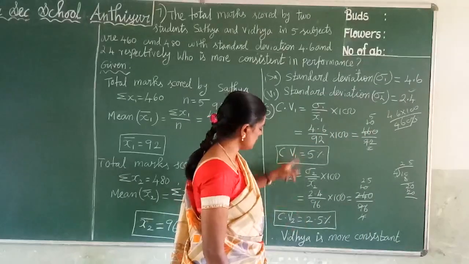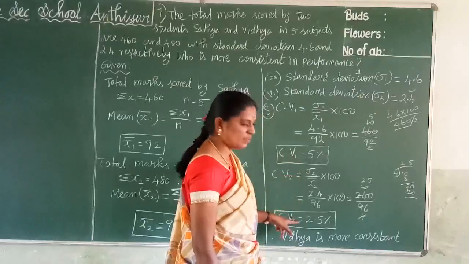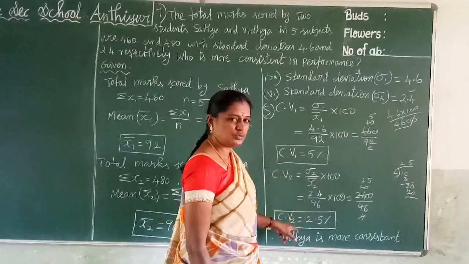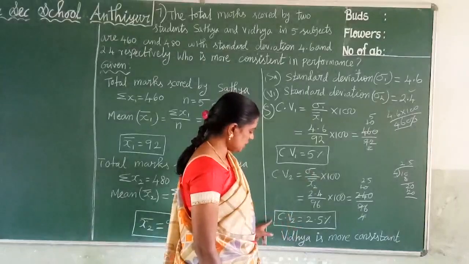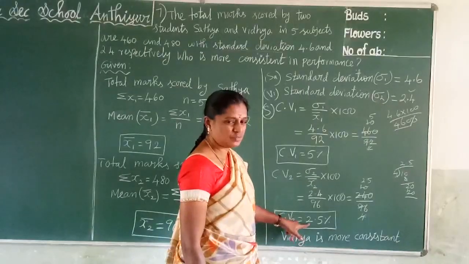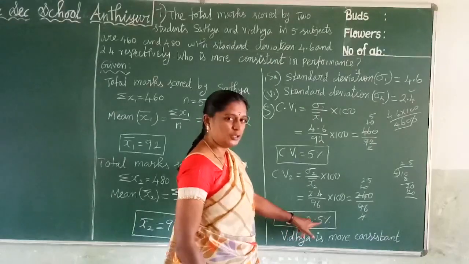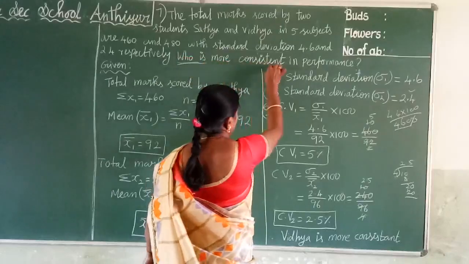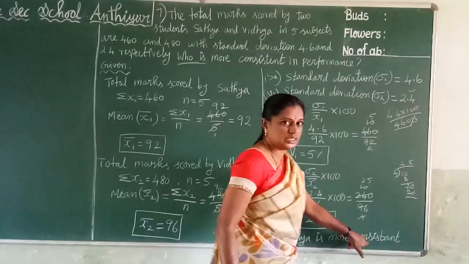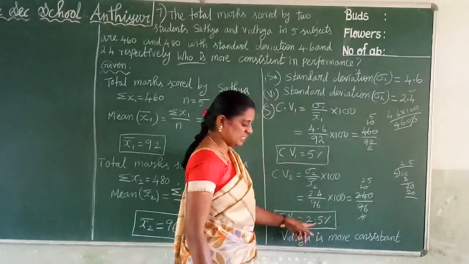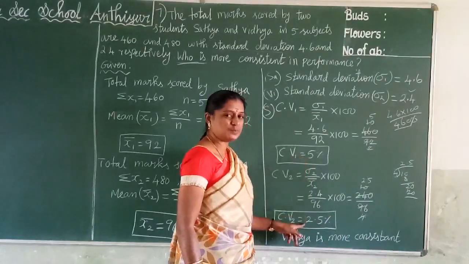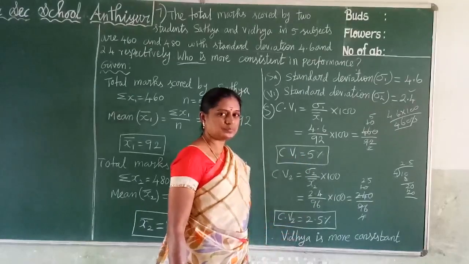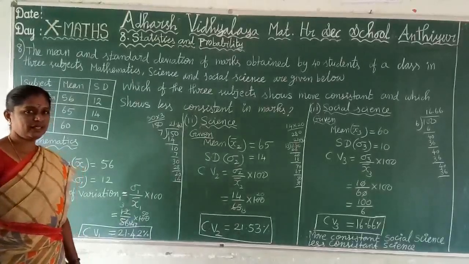Here, comparing Vidya's and Satya's, which is the lesser value? Here 5%, here 2.5. Compare these two, which is less? Here the second, Vidya's coefficient of variation, is the lesser value, 2.5. Clear? So that is more consistent. The question asks who is more consistent. So here Vidya is more consistent, since Vidya's coefficient of variation is the lesser value. Compare two persons: whichever has the lesser value is more consistent. Clear?